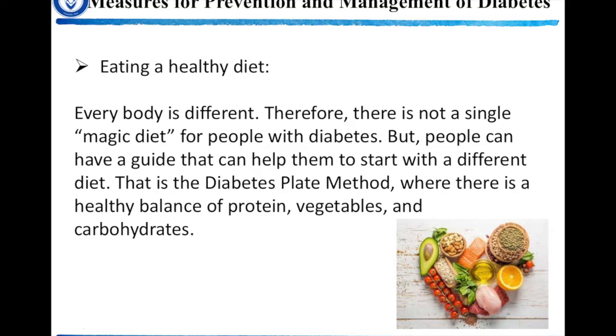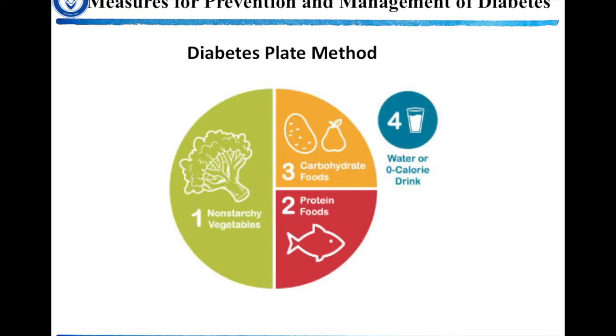Some of the measures for the prevention and management of diabetes include eating a healthy diet. Everybody is different, therefore, there is not a single magic diet for people with diabetes. But people can have a guide that can help them to start with the different diets. That is the diabetic plate method, where there is a healthy balance of protein, vegetables, and carbs. Here you can see the diabetes plate method.